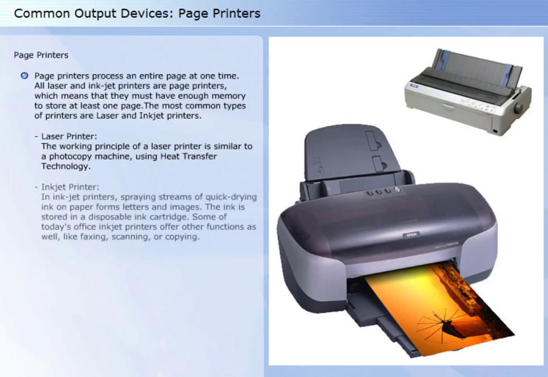In inkjet printers, spraying streams of quick-drying ink on paper forms letters and images. The ink is stored in a disposable ink cartridge. Some of today's office inkjet printers offer other functions as well, like faxing, scanning, or copying.